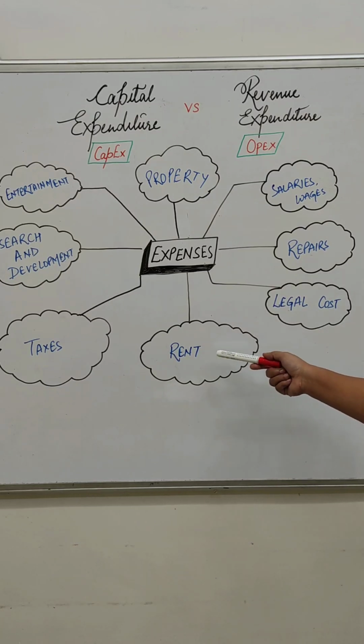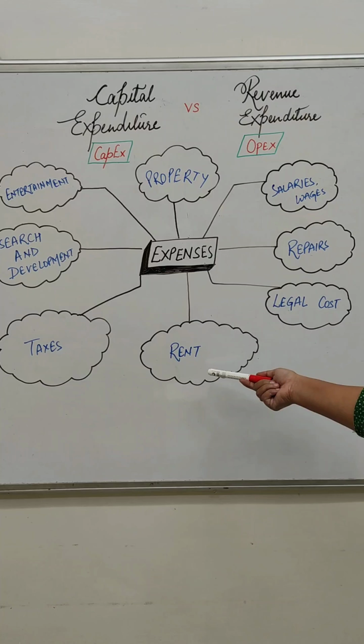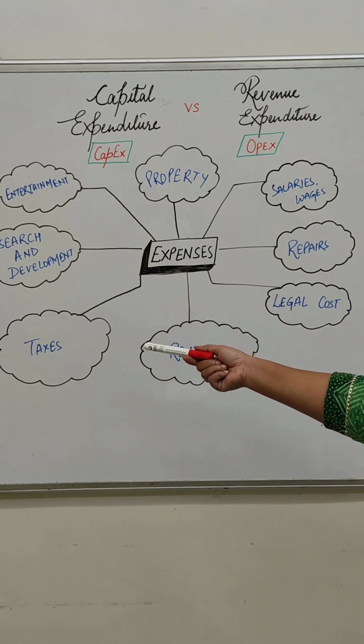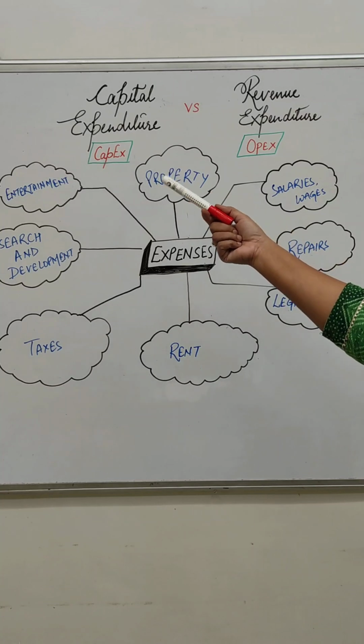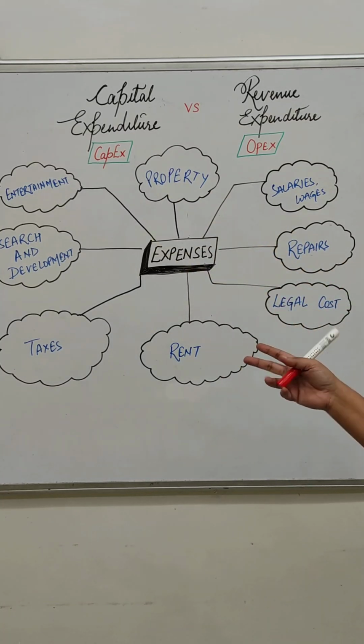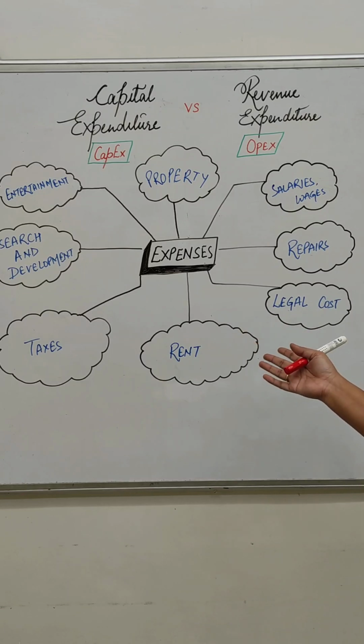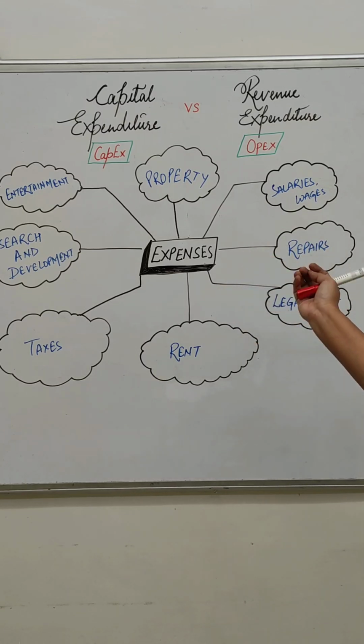Again, rent, whose benefits will be exhausted within a year, we cannot take its benefit over a long time period. Same goes for taxes. Entertainment, research and development can be of two types. It can be capital expenditure or revenue expenditure, depending on how Mr. Vijay has spent that amount.